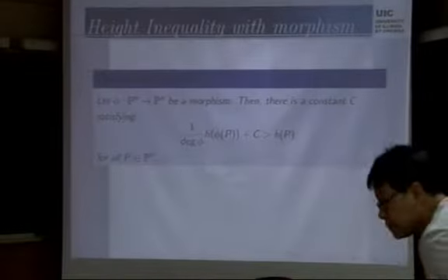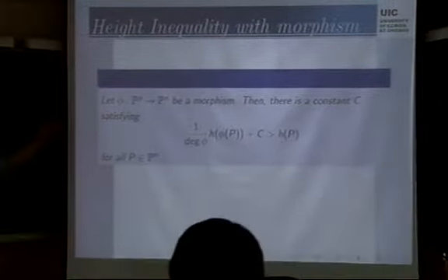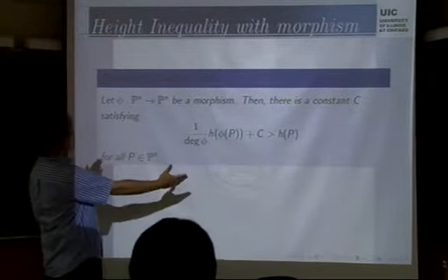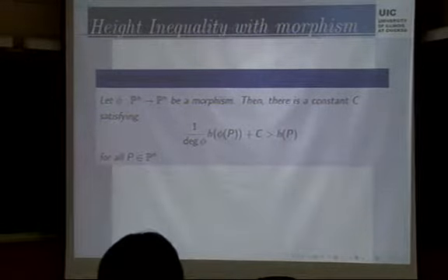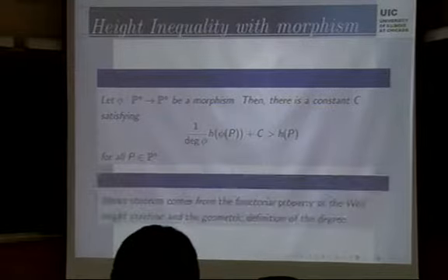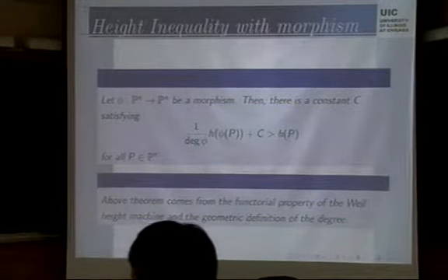In 1950, Northcott proved a relation between the height of a point and its image by morphisms. If we have a morphism of projective space, we get quite a good inequality between the height of points and the height of images, like this. Actually, I will explain what the height is.